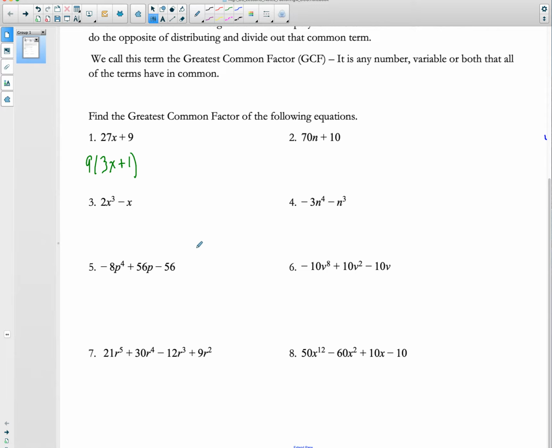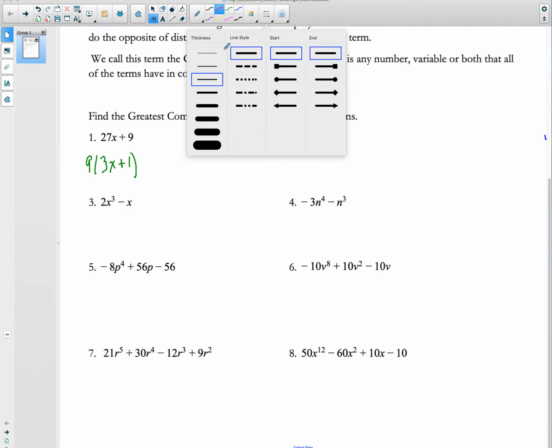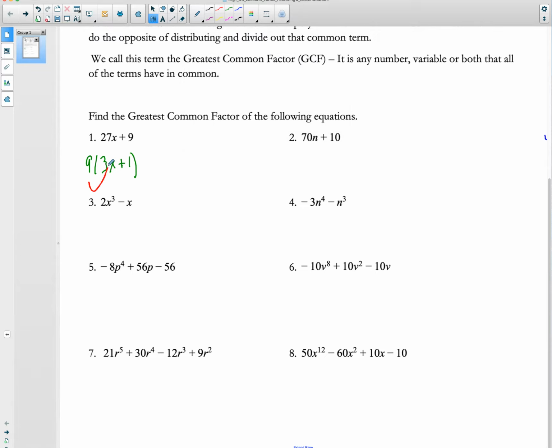Now here's the great thing about factoring. You will know if you are correct, because if I distribute back into the parentheses, all right, just like what we did in the opener, I should get exactly what I started with. So if I look at this problem, if I do 9 times 3x, right, I get 27x. And if I do 9 times 1, it's a funky looking arrow, I get 9. And you can see that that's exactly what we started with.